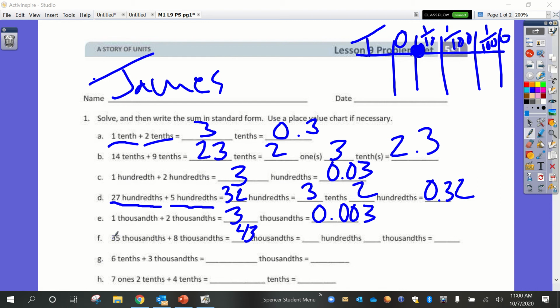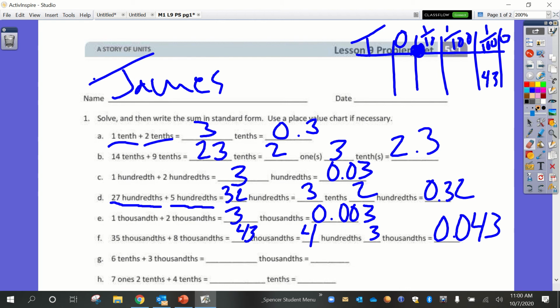Okay, now let's look at the F. This one could be tricky for some of us. 35 thousandths plus 8 thousandths. Well, 35 plus 8 is 43. Now again, I'm using the place value chart to help me visualize. If I have 43 in the thousandths place, I regroup. So it's going to end up being 4 hundredths, 3 thousandths, or 0.043.